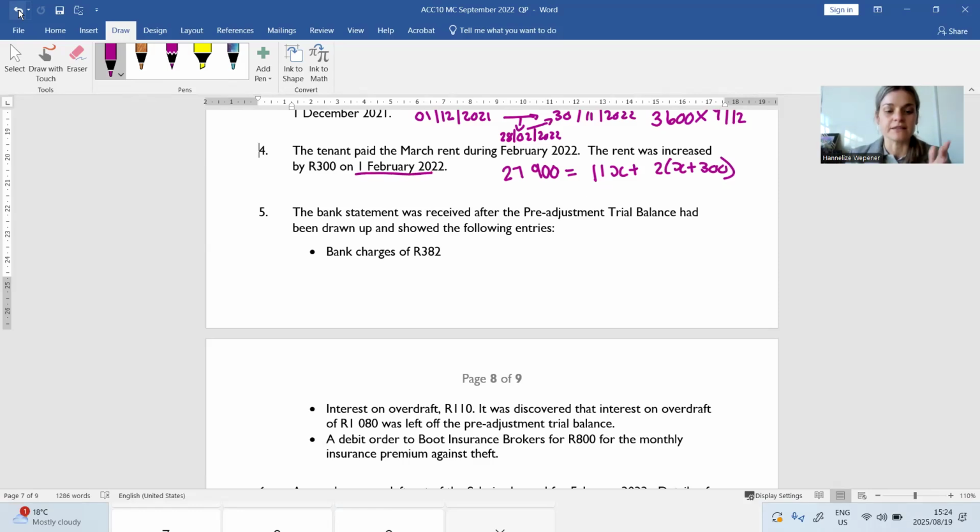So for 11 months, that is then March up until the 31st of Jan 2022, you received X amount, that's 11 months. Then for Feb and March, you received the increased rental amount, and it increased by 300 Rand. So 27,900 minus, but it's 2 months that you receive the 300, so 600 equals 11x plus 2x, so 13x. So it's 2 times x plus your 11x, and that's how we got to 13.